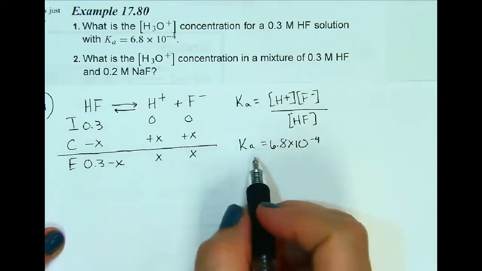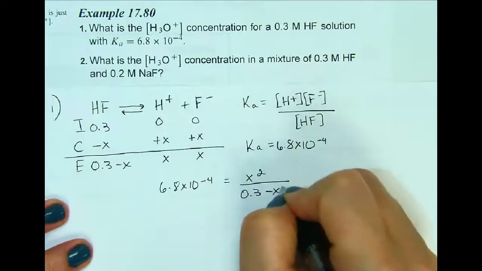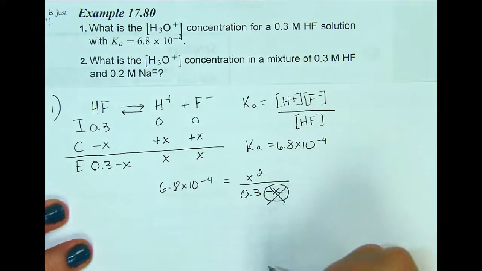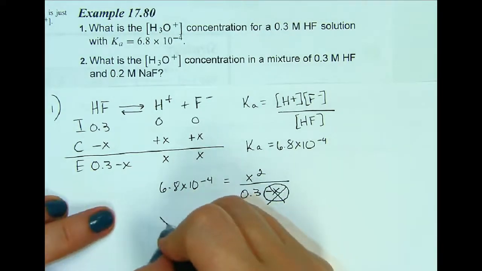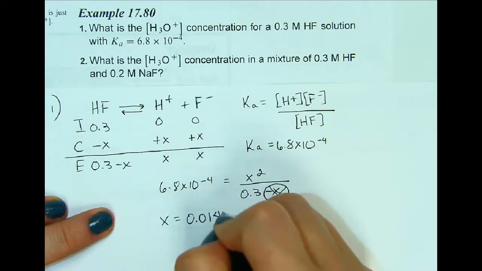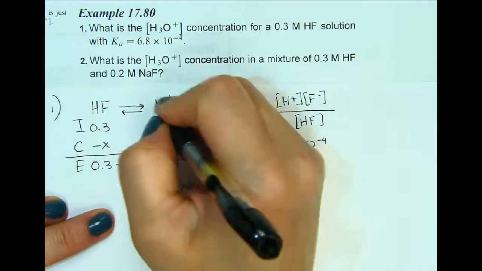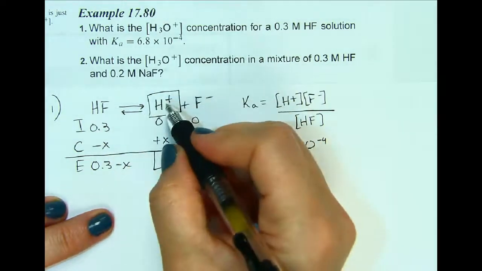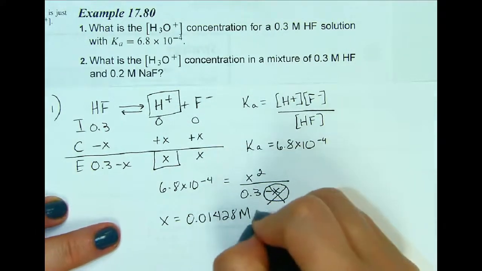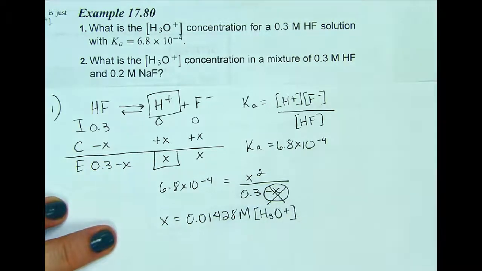So we're going to solve for x by setting up our law of mass action equation. We're going to use the approximation rule, and we're going to not include this minus x. So when I solve this, I get x is equal to 0.01428. And remember that when I find x, I have also found the concentration of hydronium or hydrogen. So this is the concentration of hydronium that we are looking for. Let's do number 2.